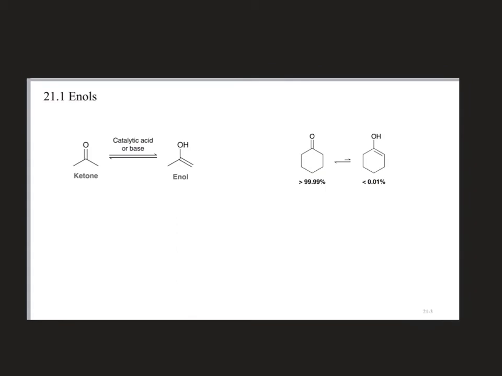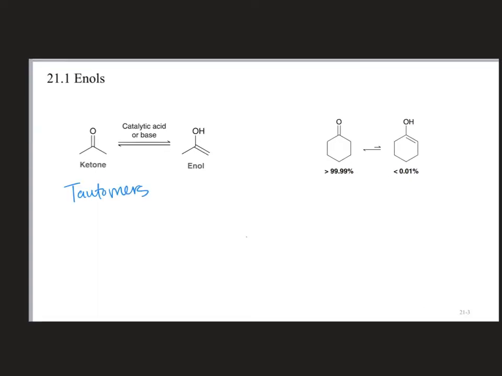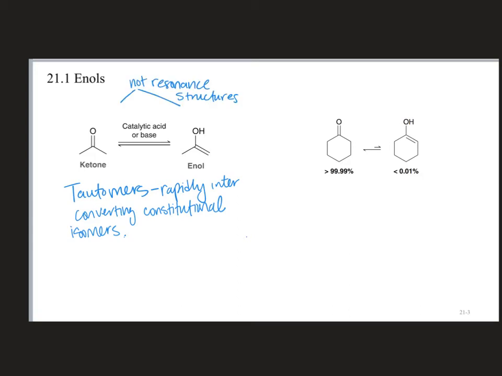If you remember from Organic 1, we discussed the relationship between a ketone and an enol at equilibrium. Ketones and enols are tautomers of each other. Tautomers are rapidly interconverting constitutional isomers, differing in where the double bond and the proton are located. Remember that tautomers and resonance structures are two very different things. Tautomers are constitutional isomers. Resonance structures are not.